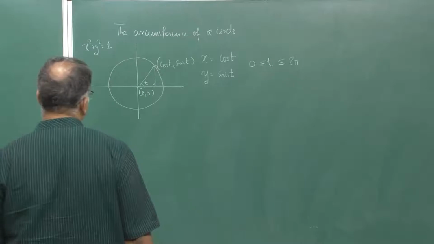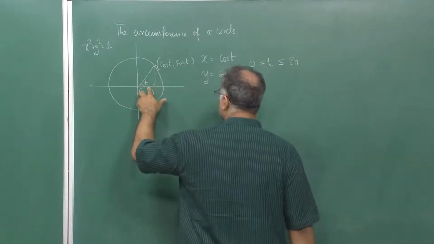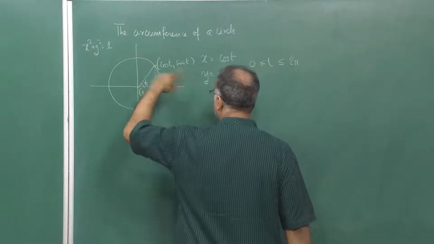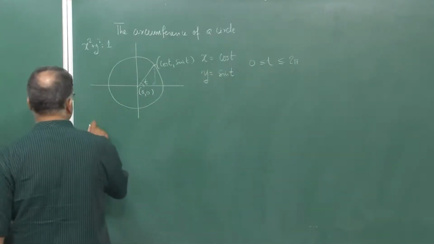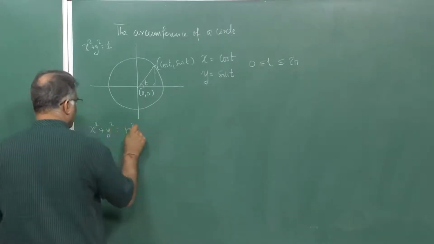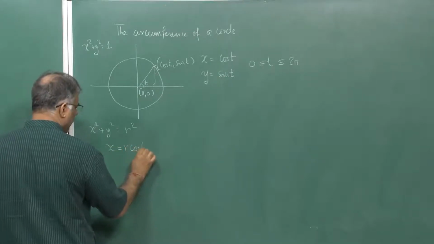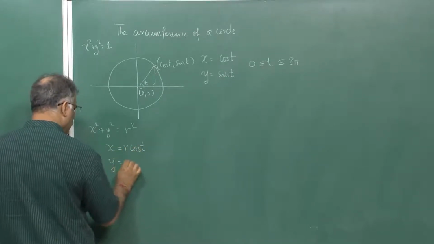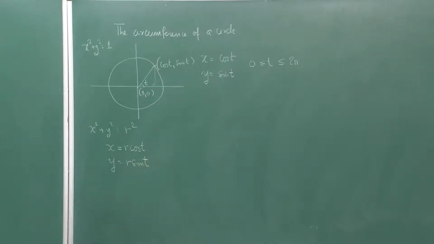So, this distance by the radius, so x by the radius is cos of t. So, x equal to r cos t. So, if it is x square plus y square equal to r square, then the parameterization is x equal to r cos t and y is equal to r sin t. Right. So, if you square and add, you will get this.